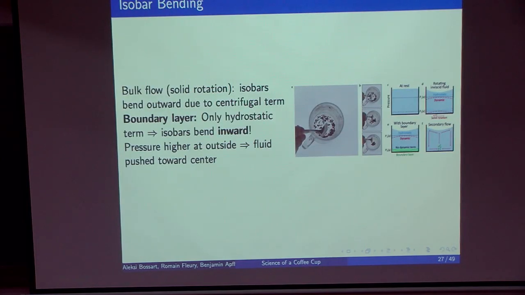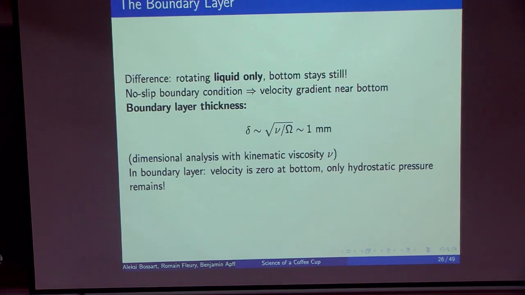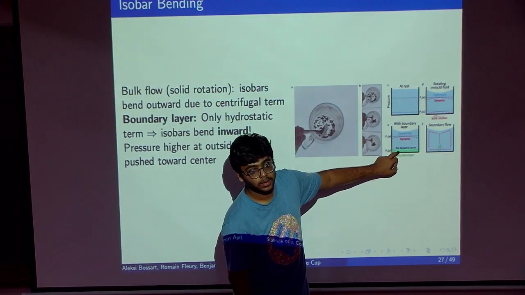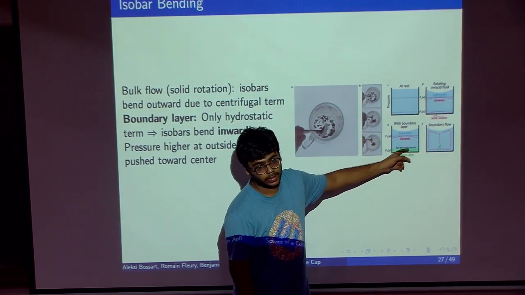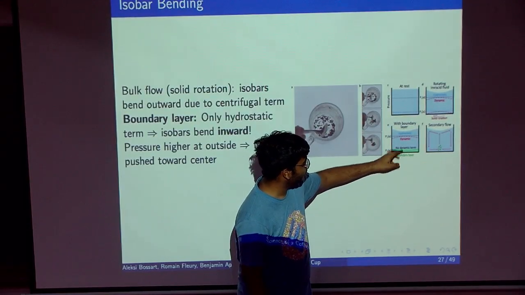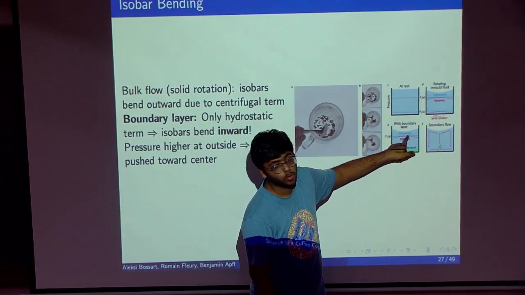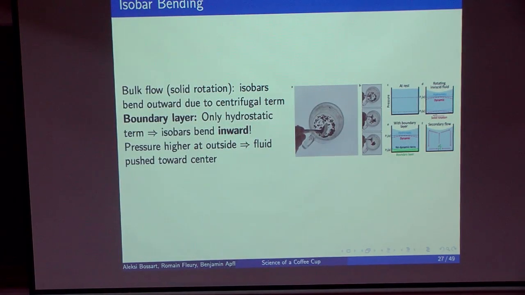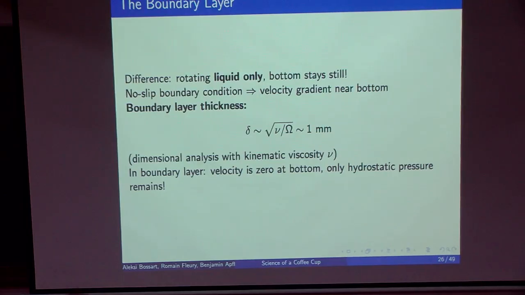So yeah, bulk flow solid rotation. Isobars bent outwards. Boundary layer only hydrostatic term. So isobars bent inwards. Basically, the entire reason for making this assumption is because we want to claim that here, where only hydrostatic forces are remaining, the tea will move inwards and everything else will just make a parabolic flow towards the top. I basically believe that this assumption is made with the experimental result in mind. They're like, okay, this is what the experiment is showing, now we want to theoretically justify that.